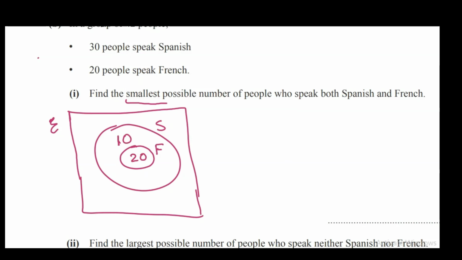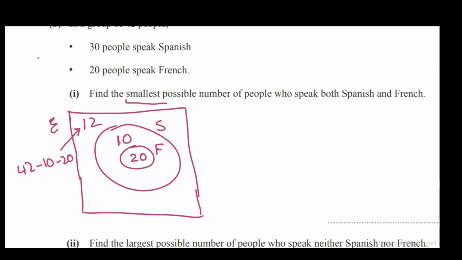Now, the total in a group of 42 people. The total people are 42 here. So 12 are missing here, so we have to write down 12. Then the total will be 20, 10, 30, and plus 12. It is 42. 12 is basically the total minus 10 minus 20. So the total is 12. 12 people speak neither French nor Spanish.